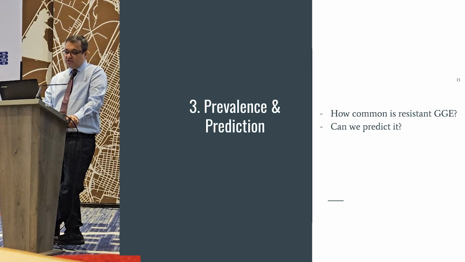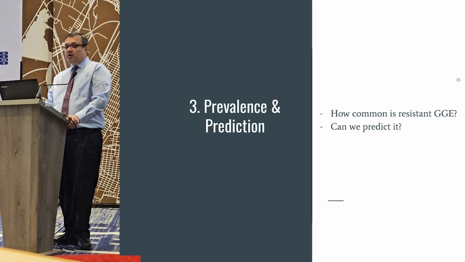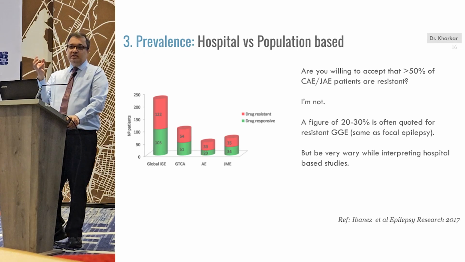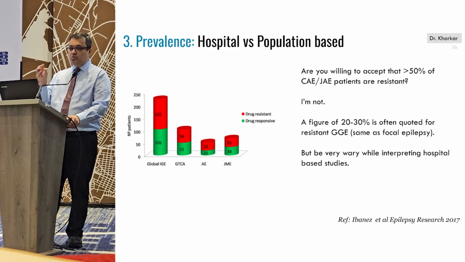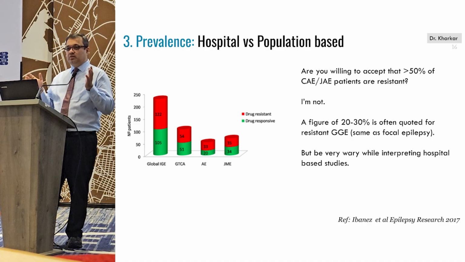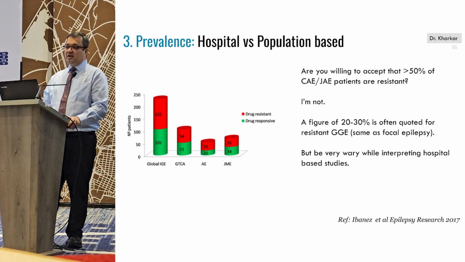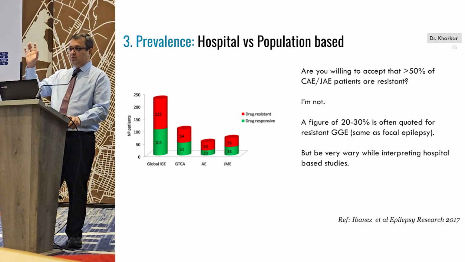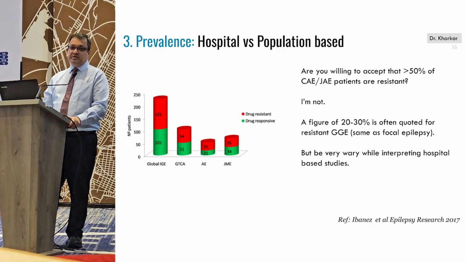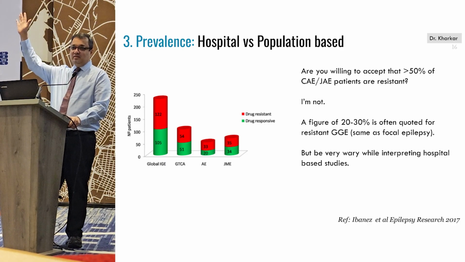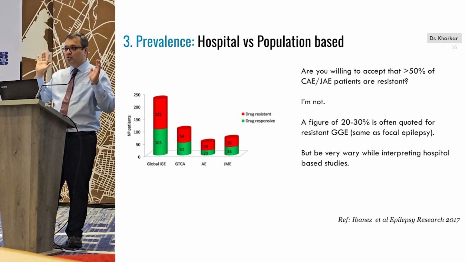But it's not so. Now, when you look at the prevalence, how common is it? You need to make sure that you know what kind of study you are reading. If you are reading hospital-based studies, these are severe patients with severe problems. So some of the hospital-based studies have a prevalence of resistance as high as 50%. Now, how many of you believe this study that 50% of patients with generalized epilepsy have resistance? Anybody? Nobody believes that.